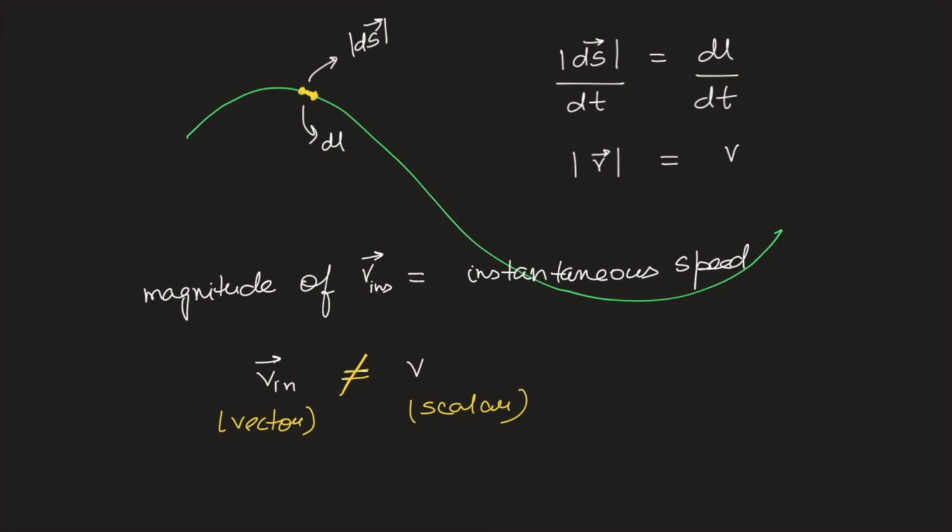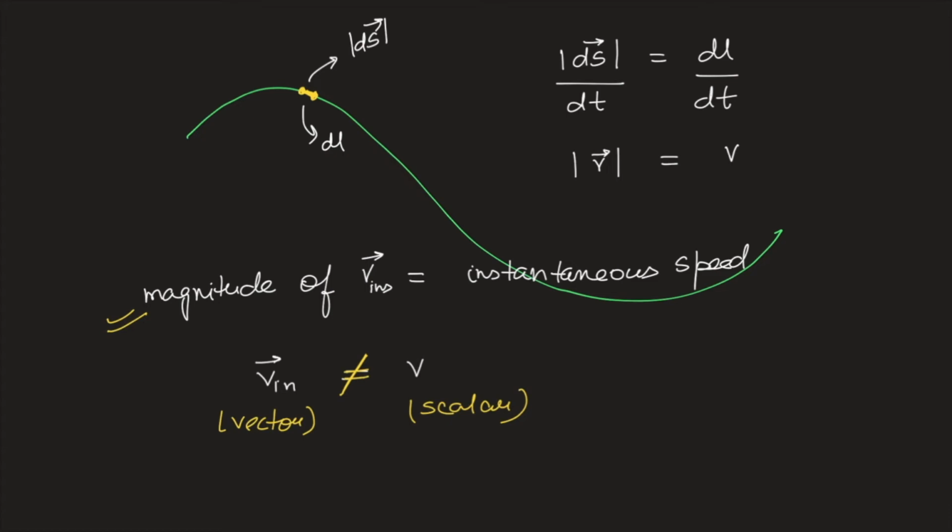The value of a vector quantity can be equal to the value of a scalar quantity, that is given in the first statement, but the second statement is something that you have to take care of: you can never equate instantaneous velocity with instantaneous speed, because instantaneous velocity has got direction and instantaneous speed has got no direction. So the magnitude of instantaneous velocity is actually equal to instantaneous speed, and that is the idea here.